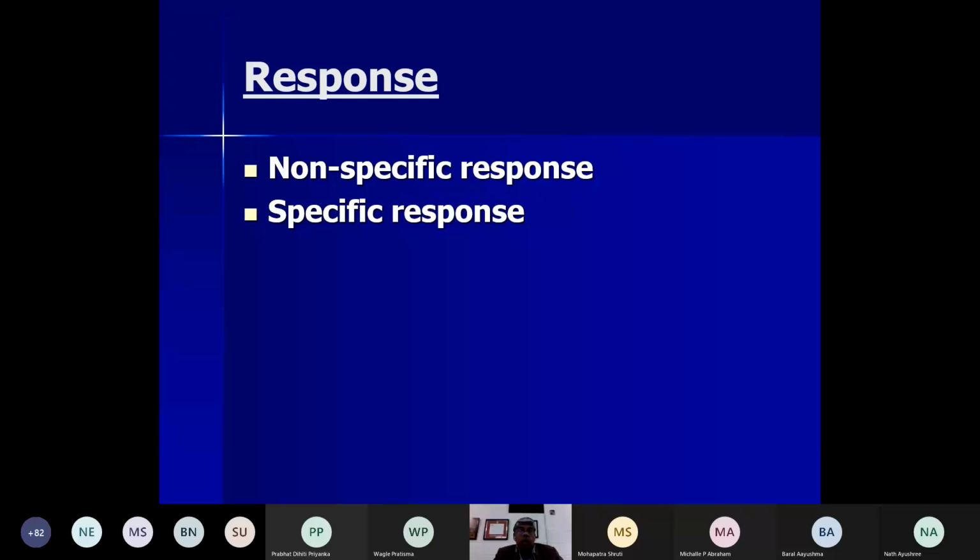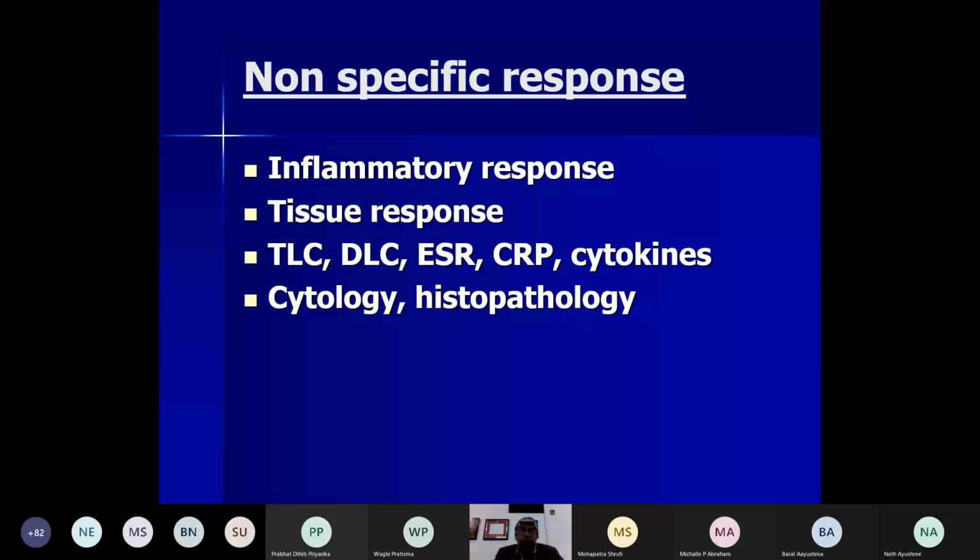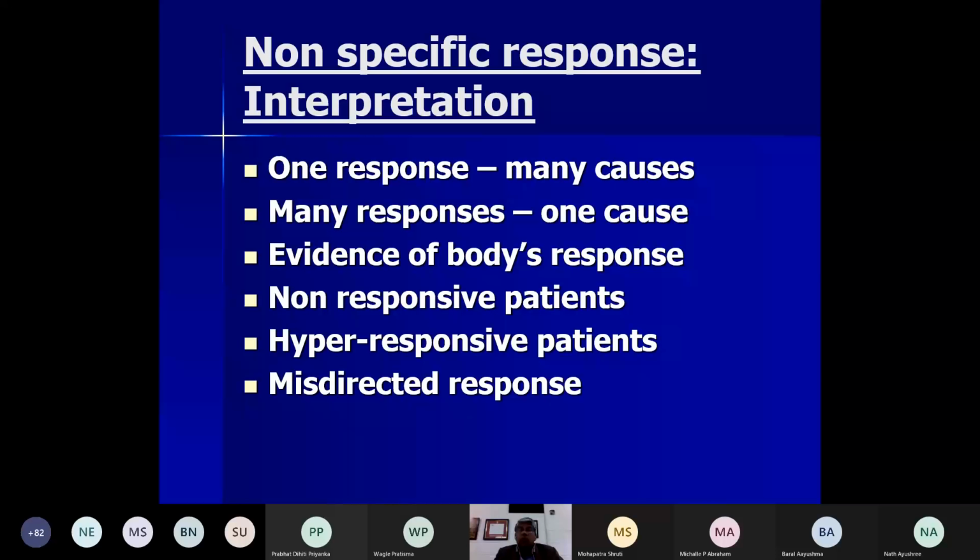So we can take specimens to see our body's response, and these specimens could be, if we are looking at non-specific response, the inflammatory response, tissue response, cytokines, cytology or histopathology. These will show us non-specific response. But we must understand that one type of response can be produced by multiple causes. Like increase in TLC can occur because of streptococcus infection, staphylococcus infection, Haemophilus infection, pneumococcus infection, many of them. So many causes can cause one response.